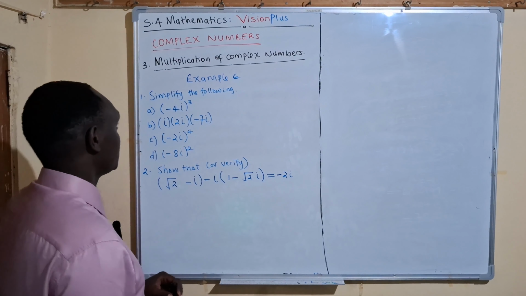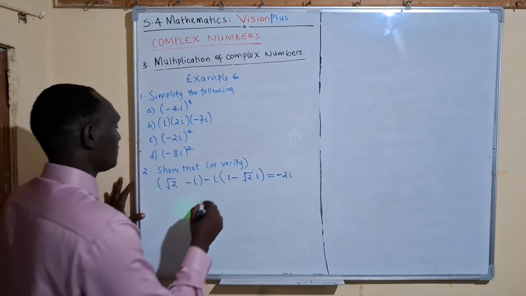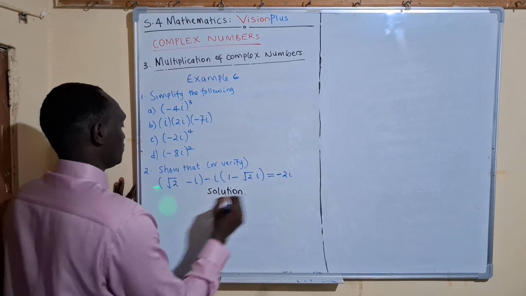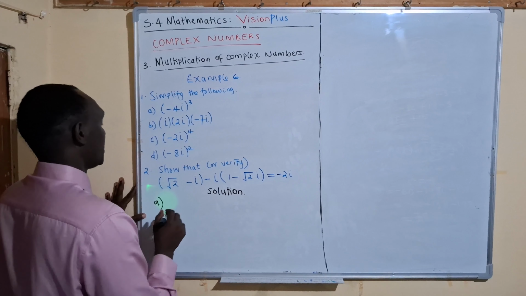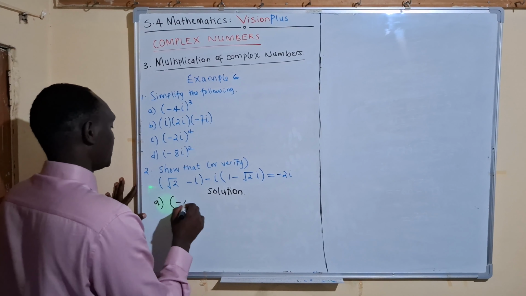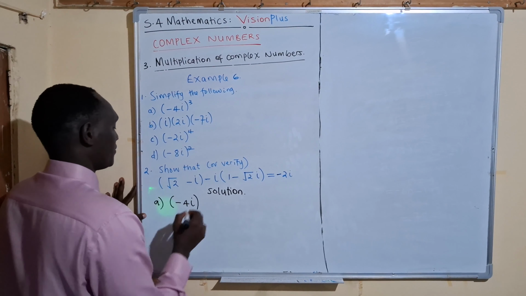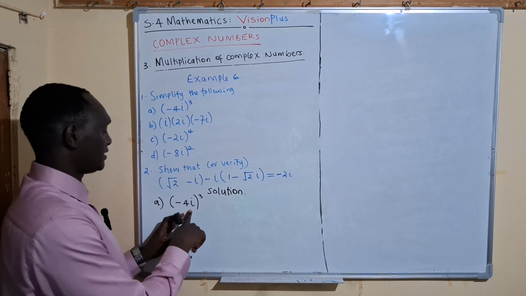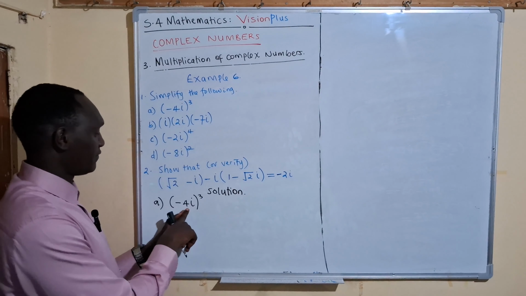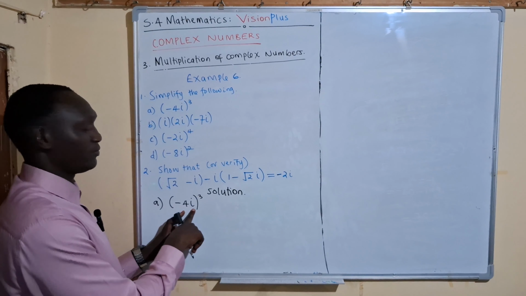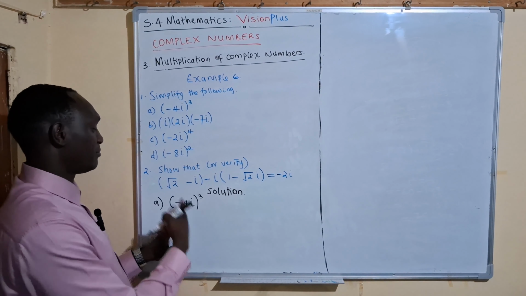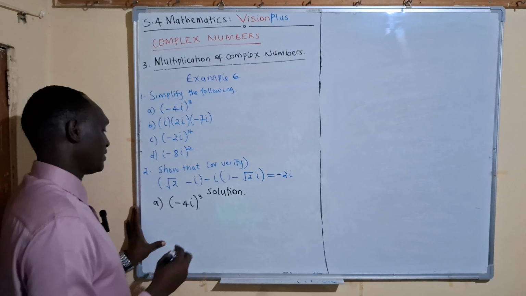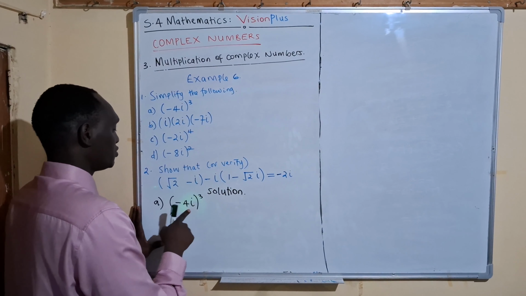Let's go in. It says simplify the following. Solution. Part A is telling us to simplify (negative 4i) to the power 3. Remember that inside here we have two terms. We have negative 4 and i, which are being multiplied, and both of them are raised to power 3. So by laws of indices, this power can be distributed.